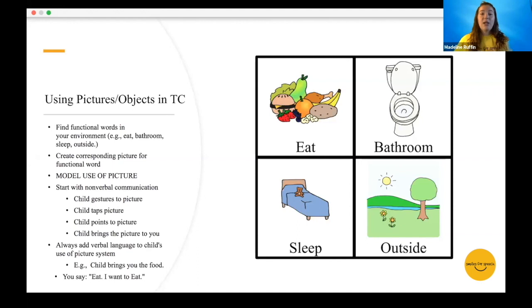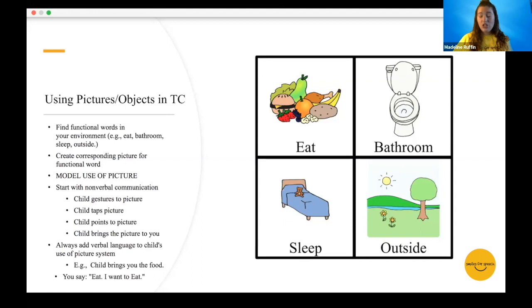So just finding a picture that corresponds to the word you're looking for. Then as the communicative partner, we're going to model the use of that picture. If I'm looking for the child to tell me that they want to eat, I'm going to tap that picture of eat first. And then I'm going to help support them in their communication as well. And we're going to build it.